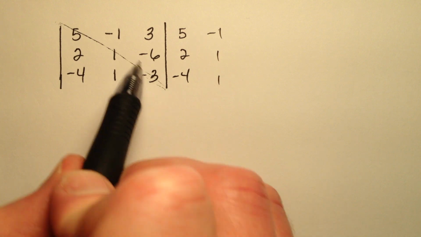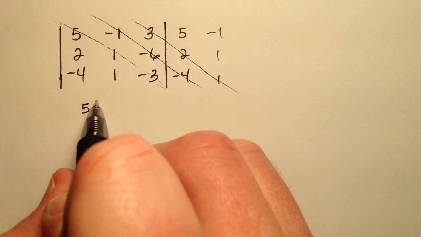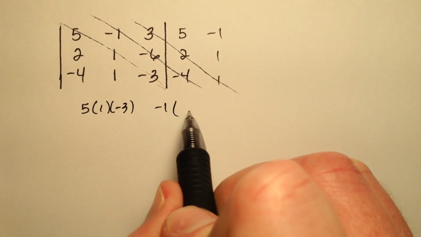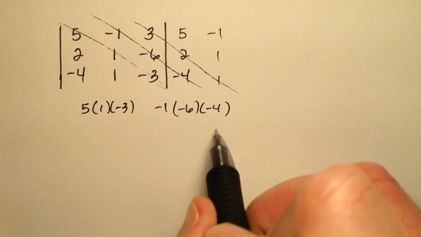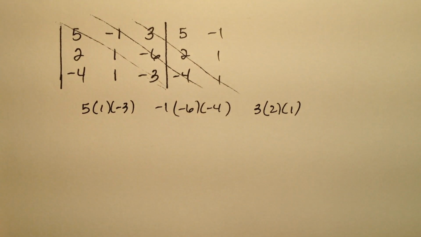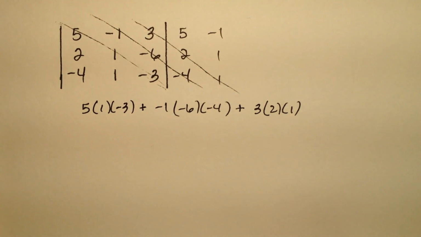I have this diagonal, and this diagonal. And I'm going to multiply them all together. 5 times 1 times negative 3. Negative 1 times negative 6 times negative 4, and then 3 times 2 times 1. And all of these are going to be addition.